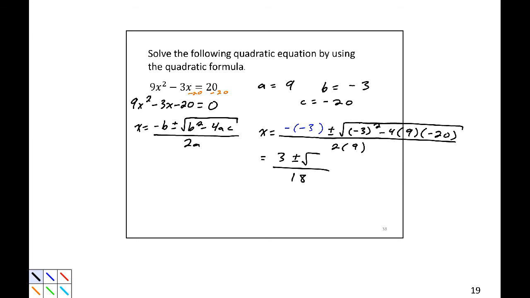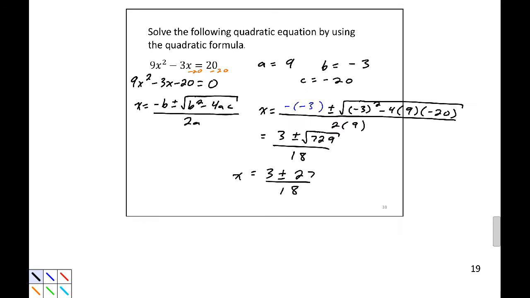Now underneath that radical, I have 3 squared, so that's 9, minus 4 times 9 times negative 20, which is 729. And actually, 729 is a perfect square. The square root of 729 is 27. So this is 3 plus or minus 27 divided by 18.